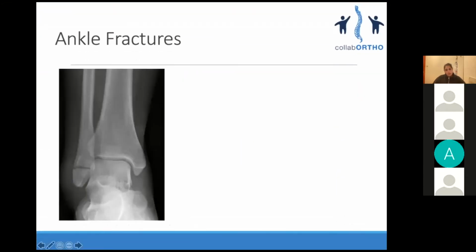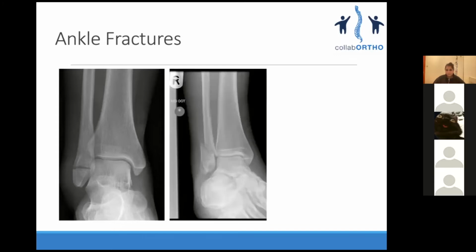Can someone please describe what they see here? Yeah, I can have a go. I'd say there's a complete transverse fracture of the distal fibula beneath the syndesmosis. Good, excellent, well done. This one? Is that a Weber A fracture? The first one is a Weber A, and we'll go through classification in a second.